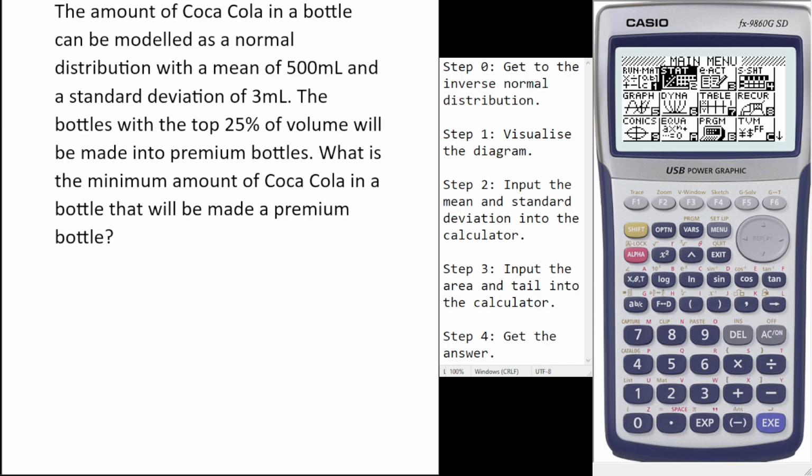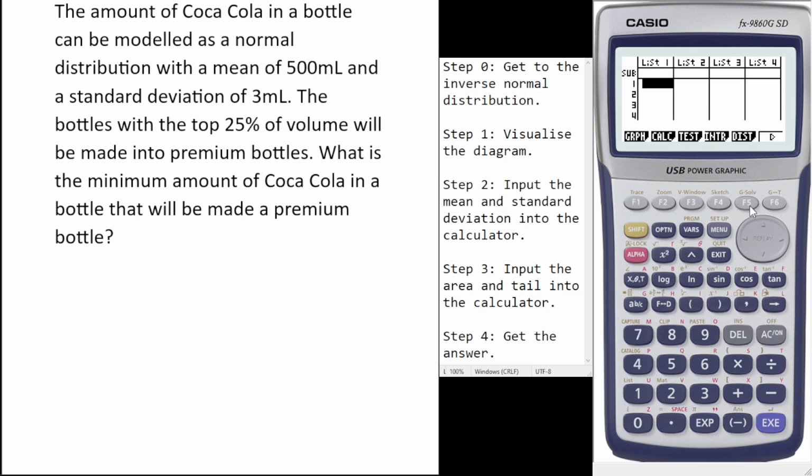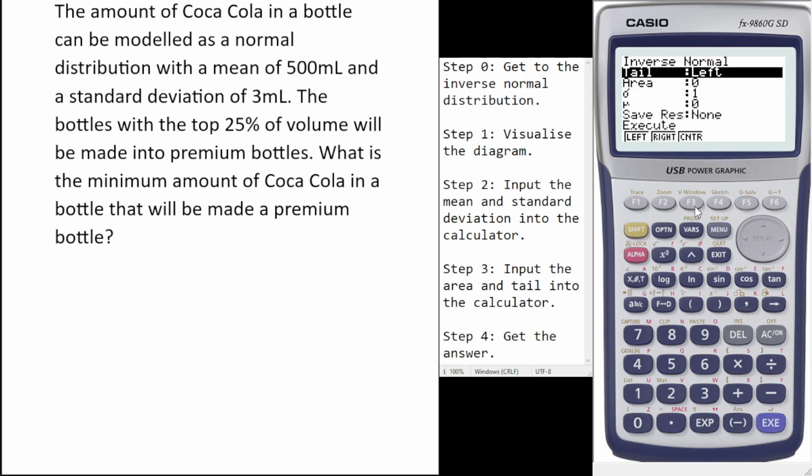First things first is to get to the inverse normal distribution part in your calculator so you can actually start solving the problem. So the first thing to do is on your main menu, go to Stat, click that. Go to Distributions F5, click that. Go to Normal F1, click that. Go to Inverse Normal F3, click that. Now you're left with this screen.